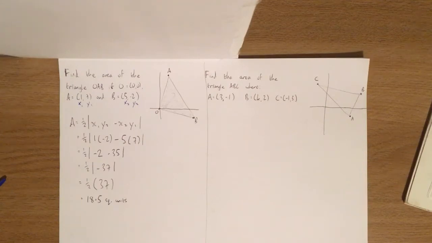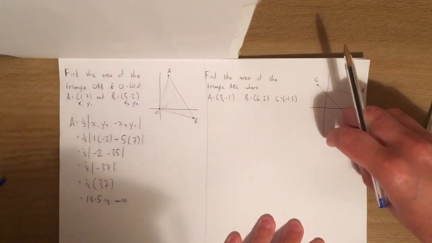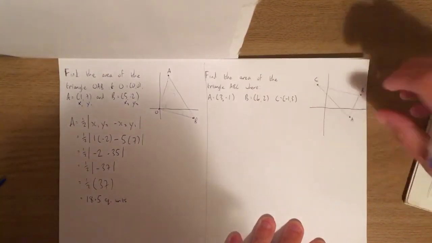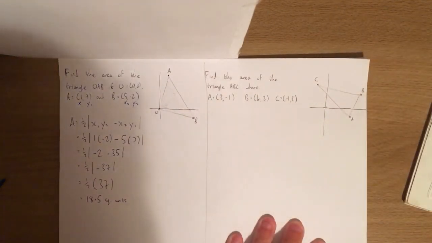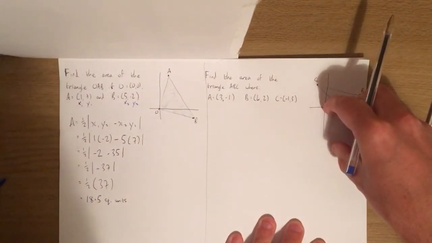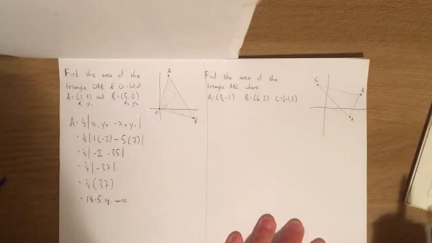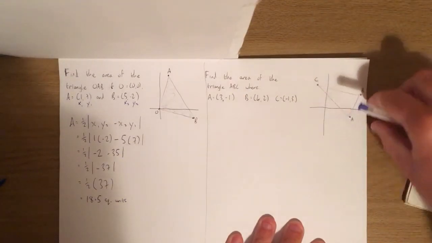My issue here is that I've got three corners or three vertices of the triangle, but none of them are (0, 0). So what I can do is move the triangle. If I move the entire triangle, I'm not going to change the size of it. But if I move it, I can move it so that one of the corners is on (0, 0). So you're going to pick this triangle up, put one of the corners on (0, 0), and then you're able to use the formula. You can move any of them onto (0, 0).